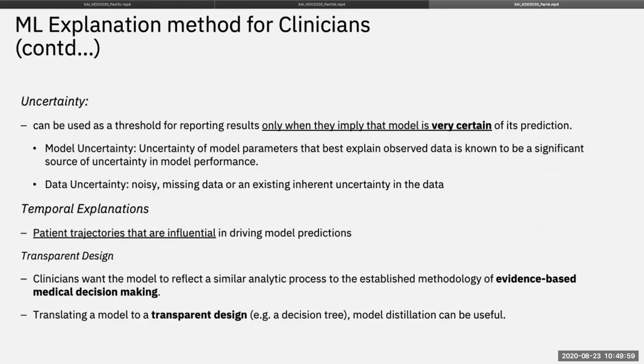Clinicians view uncertainty as a threshold for reporting results only when the model is very certain of its prediction. There are 2 types of uncertainties, model uncertainty and data uncertainty. Temporal explanations can be useful to show patient trajectories that are influential in driving model predictions.